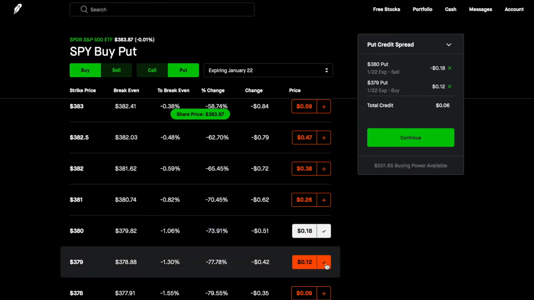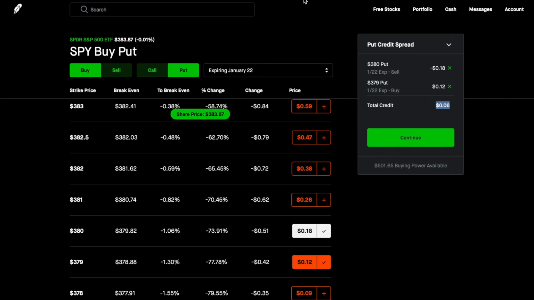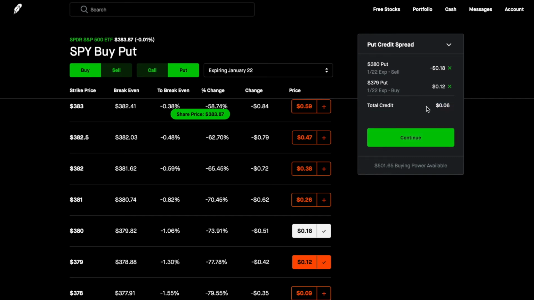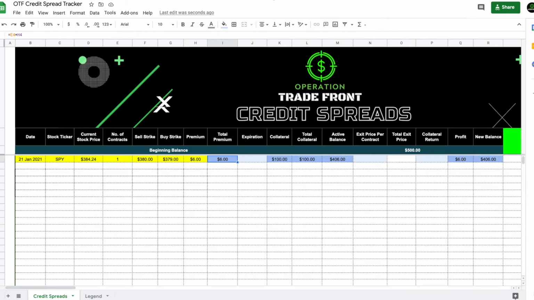We're going to buy the 379 for a $6 credit. So the premium is going to be $6, as I mentioned before. But just so you're aware, in stock options, everything is done on the decimal amount. But it's for 100 shares. So it's 12 cents a share. The contract's for 100 shares, so you multiply by 100. So we've got that in.